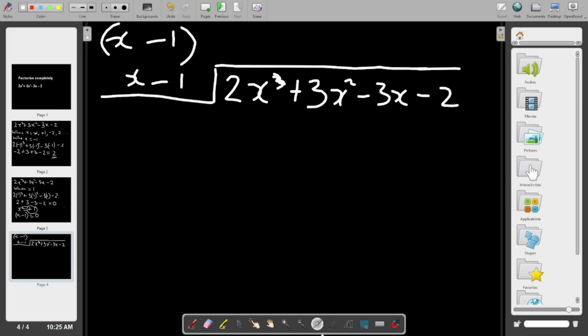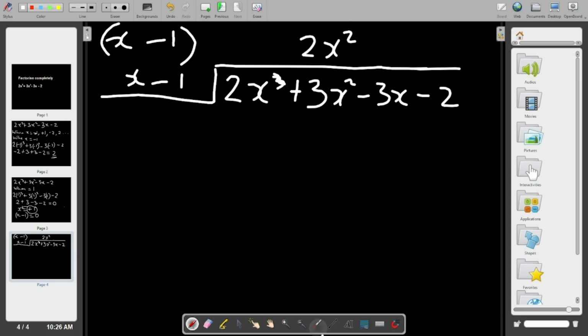This is what you do. We're going to use this x here to divide this 2x cubed. If you use this x to divide this 2x cubed, you are going to get 2x squared. That 2x squared, you write it up here, just above this 3x squared, so that you align with this. So let's do that now. This is going to give us 2x squared.